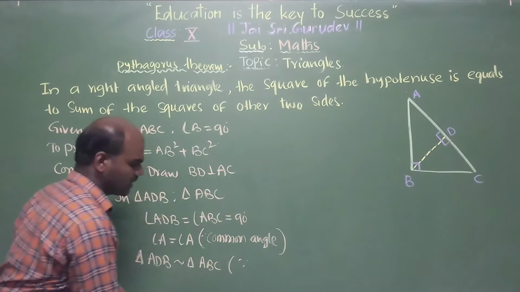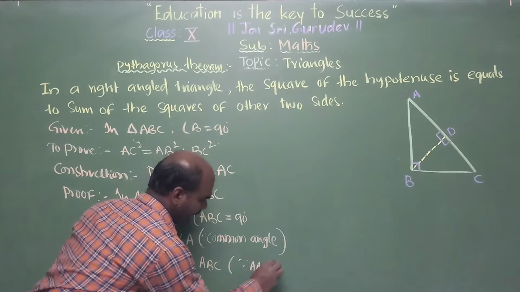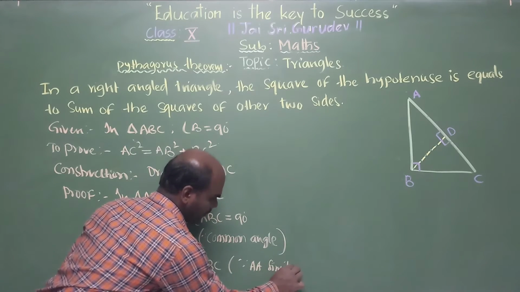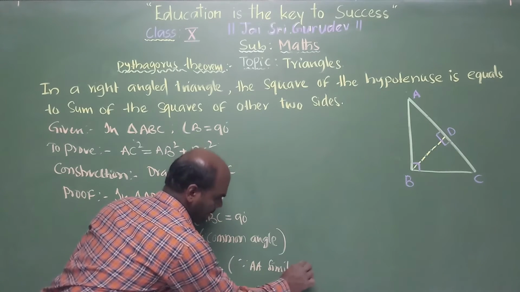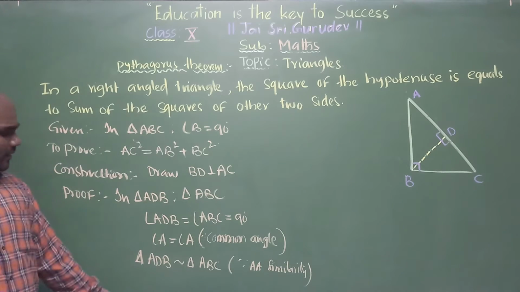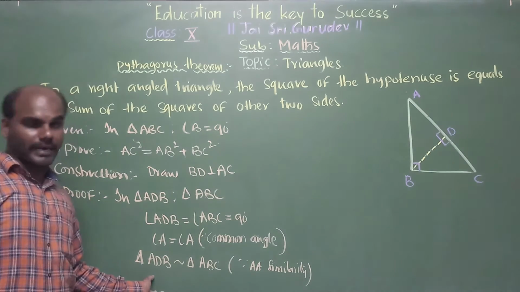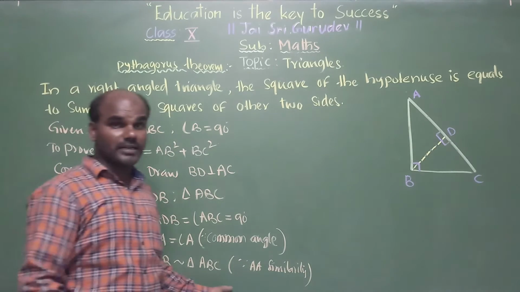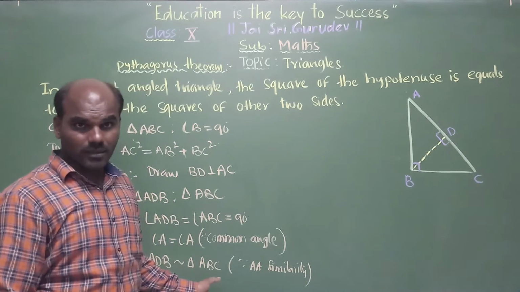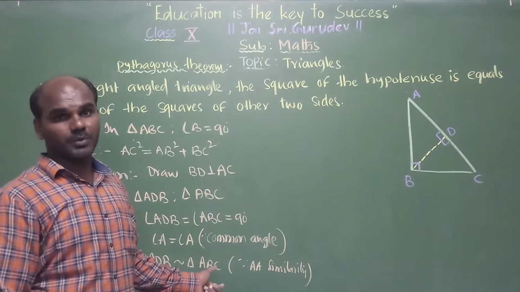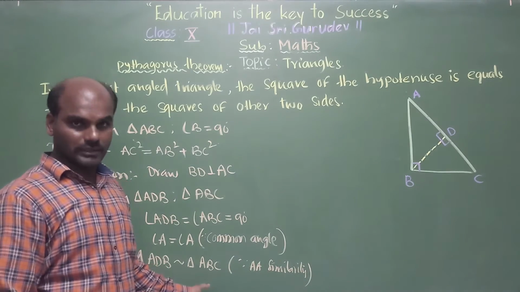What is the condition, children? By AA similarity, these two triangles are similar triangles. When you are writing similar triangles, their corresponding angles are equal and the corresponding sides are proportional. Yes or no, children?